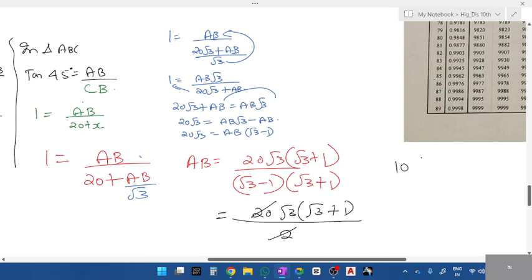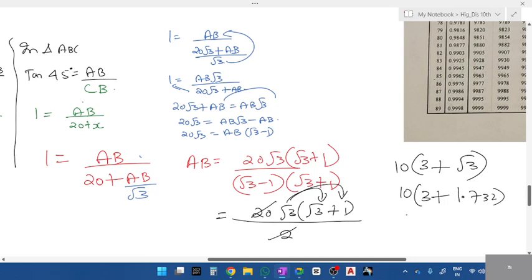Yeah, multiply that root 3 inside the bracket. What do you get? Root 3 into root 3 is 3 plus. Very quick, simple question. See, this root 3 is getting multiplied, right? So what do you get? 3 plus root. So 10 into what is root 3 value? 1 point.